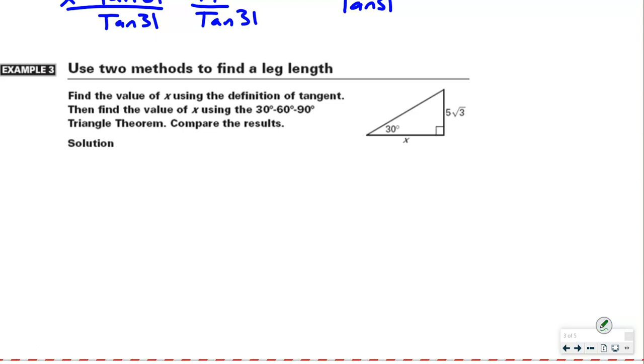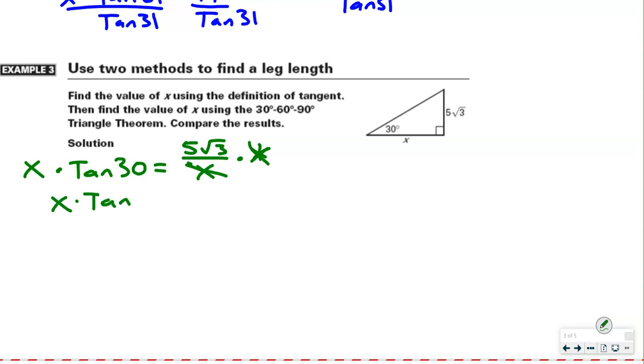So let's look at tangent. If we set up our tangent formula, we've got tangent 30 will equal our opposite leg, which is 5 square root 3 over x. So to get x by itself, we'll first need to multiply by x on both sides. Our x's cancel here. And we have x times tangent 30 equals 5 square root of 3. Divide by tangent of 30.